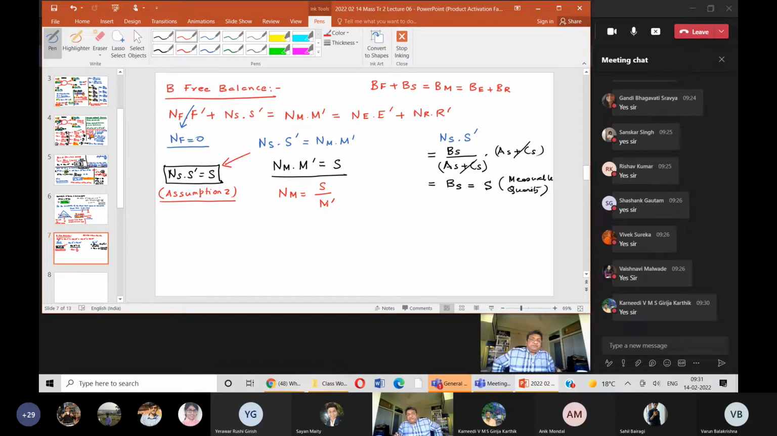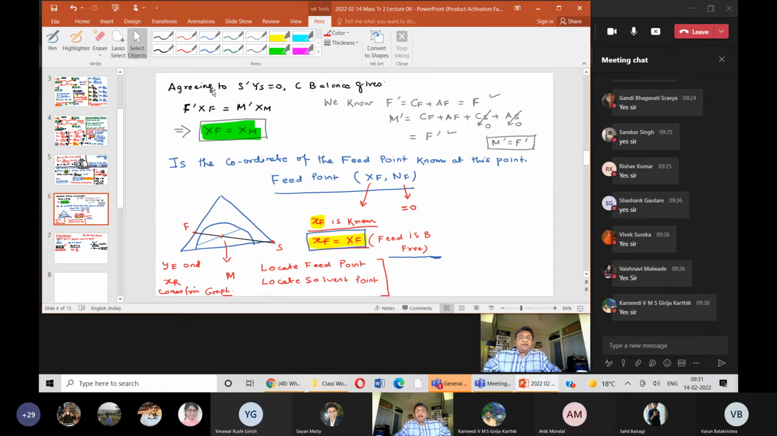S by M dash. Now, let me ask you, agreeing to the fact that I hope all of you have understood that the feed point can be located. I'm going to the graph. We have still half an hour, so that is good enough. In order to locate the feed point on the graph paper, we need XM, XF, and NF. And we now know that XF is known, NF is equal to 0. So the feed point is known.